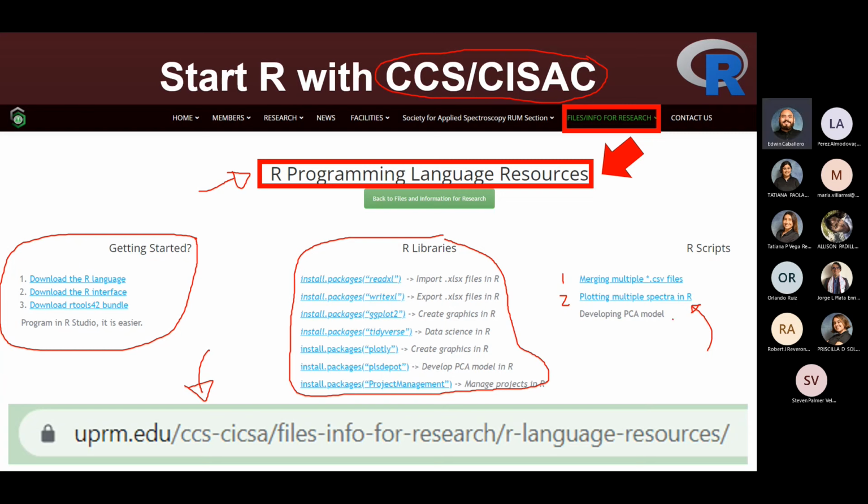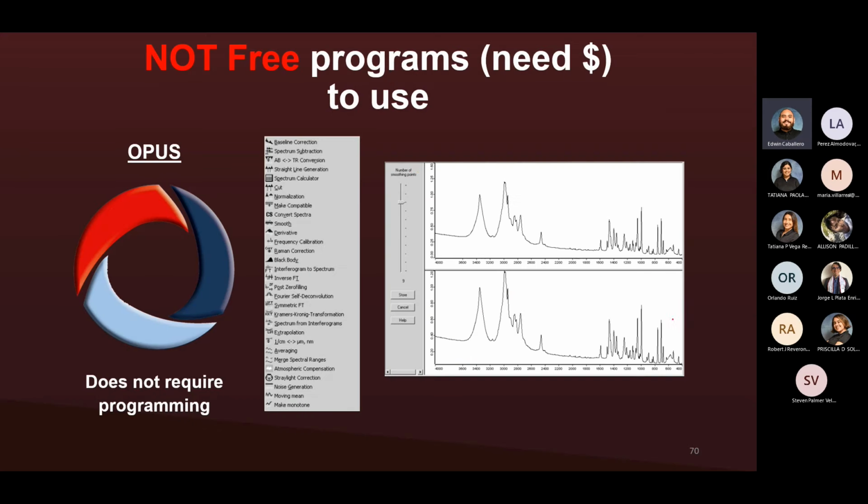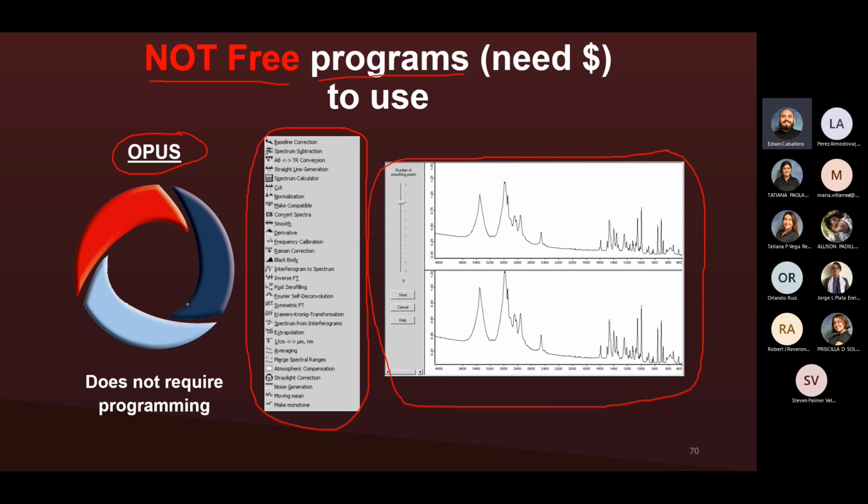this script right here. Okay, so other programs, these ones are not free. You have to pay. One of the most popular ones is Opus, in which you can use a lot of different data pre-processing algorithms. And it's really, really popular for spectral data. So Opus is not free, it does not require programming, and it's really good for data pre-processing.